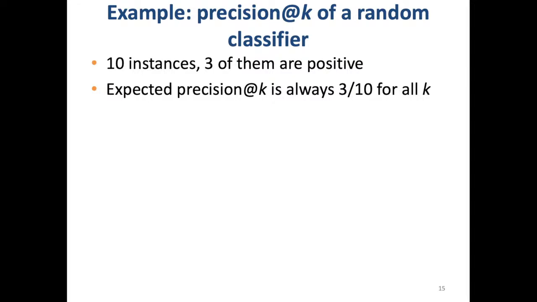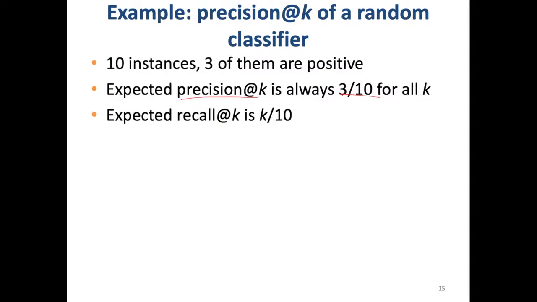So if I random guess, then essentially, what's my expected accuracy? It's 3 over 10. What's my expected precision? Again, it's 3 over 10, right? Because I'm just random guessing. So the expected precision at k is always 3 over 10 for different cases.